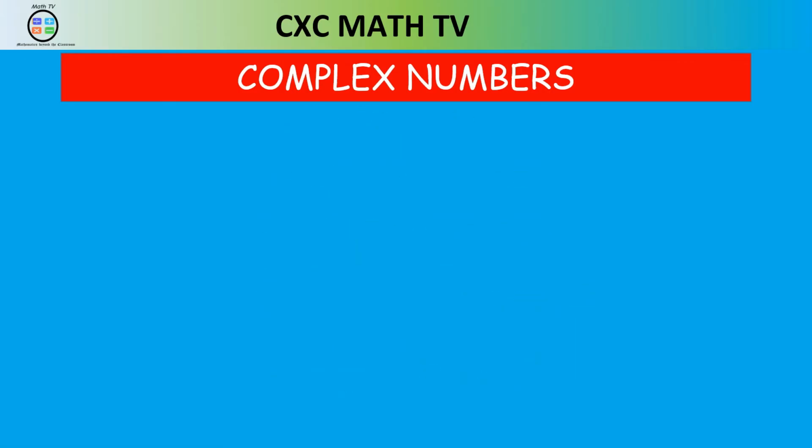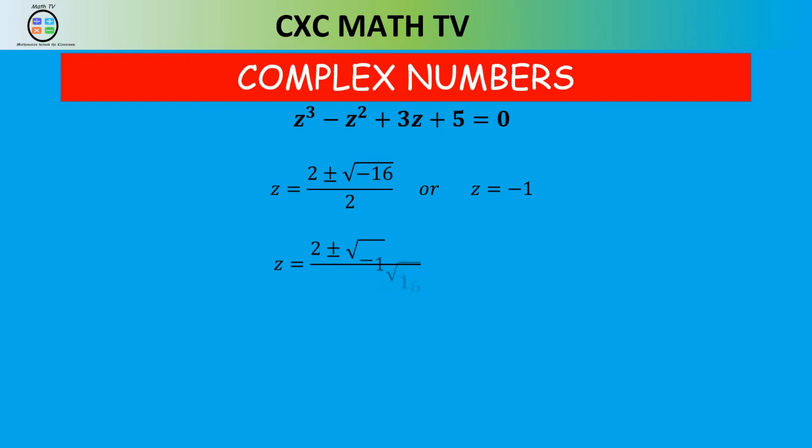But guess what? The square root of negative 16, we can't do that. But we can break it up as the square root of 16 times the square root of minus 1. And the square root of 16 is 4. And we call the square root of minus 1 i. So now z is 2 plus or minus 4i over 2, or z is negative 1. Now if we divide both the numerator and the denominator by 2, we get z is 1 plus or minus 2i, or z is minus 1.